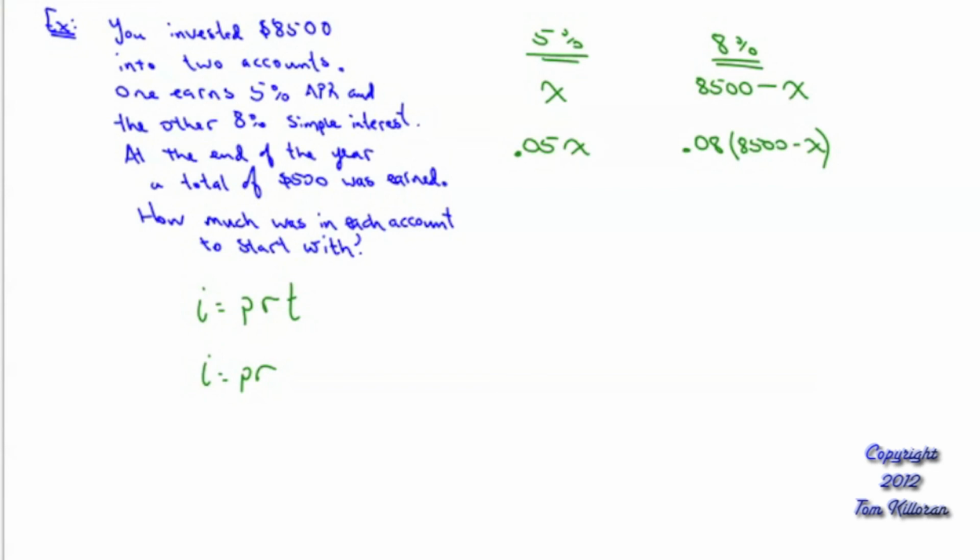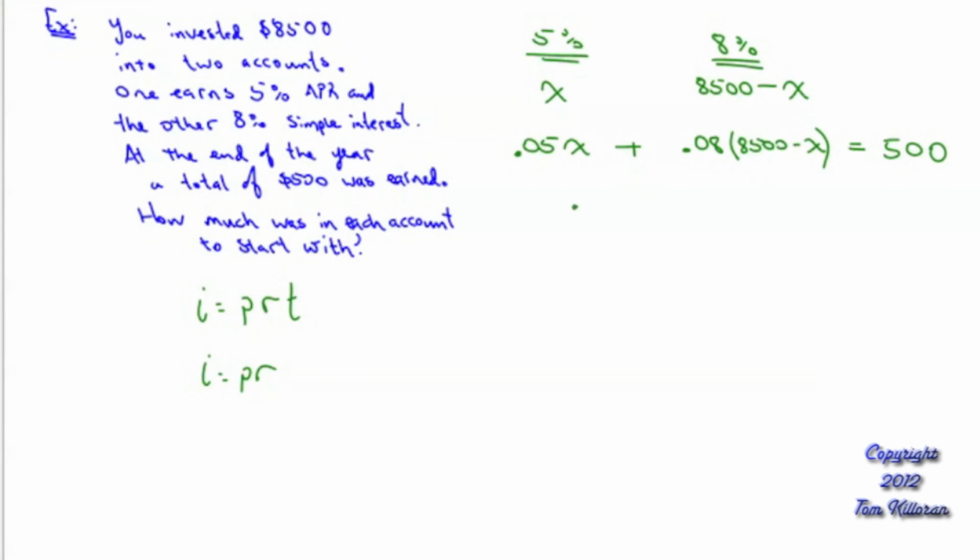What has to be true about these two interests? Is there a plural for that? Interests. What has to be true about these two interests? They've got to add up to 500. So the amount of interest here plus the amount of interest at 8% better equal 500, my total interest of $500. And now that you have an equation, the rest of it is simple.